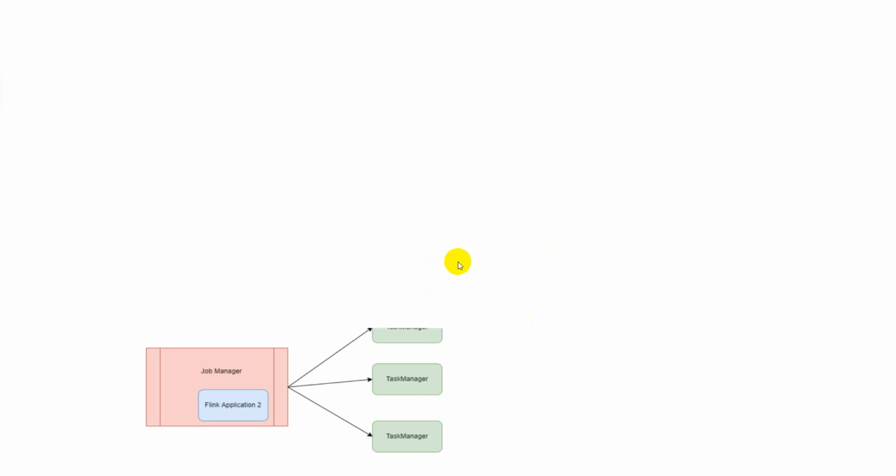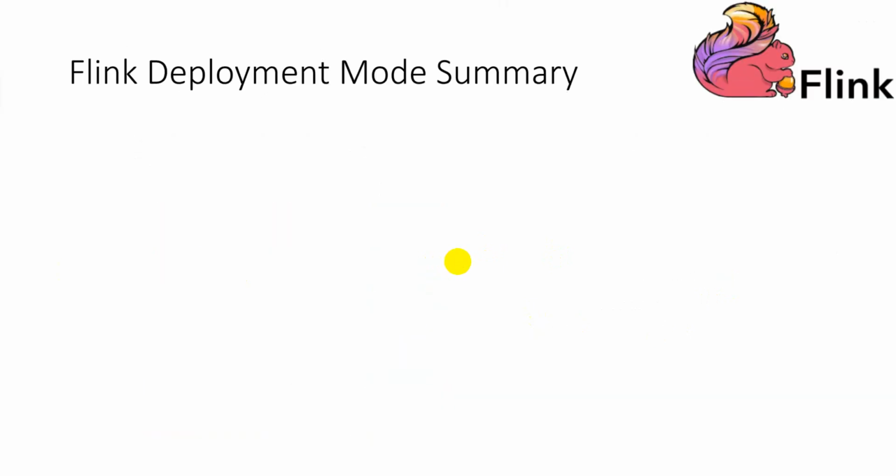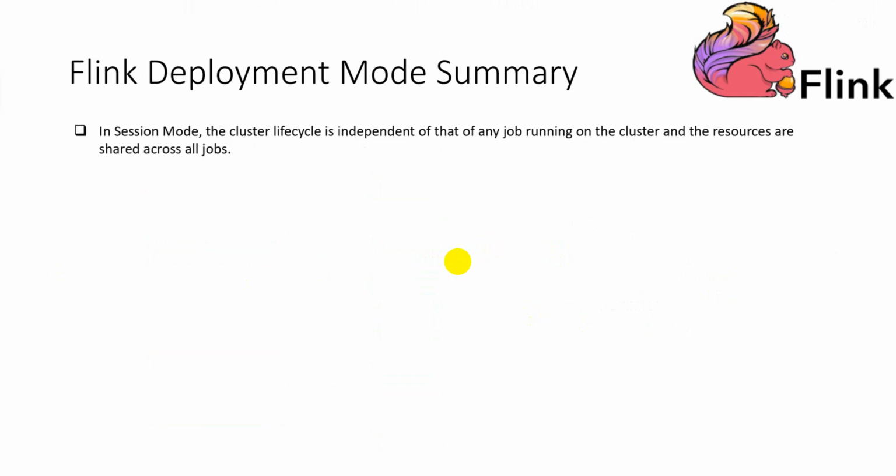Here, let's summarize the features of these three deployment models. In the session model, the cluster lifecycle is independent of that of any job running on the cluster, and the resources are shared across all jobs. The per-job model is only supported by YARN and has been deprecated since Flink 1.15.